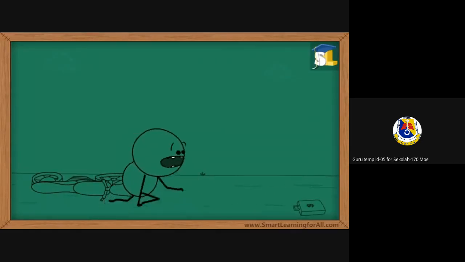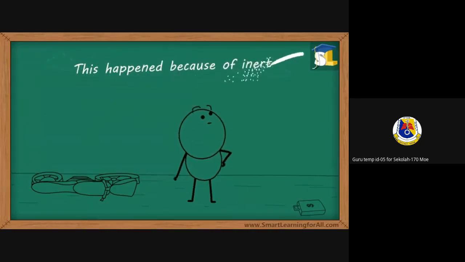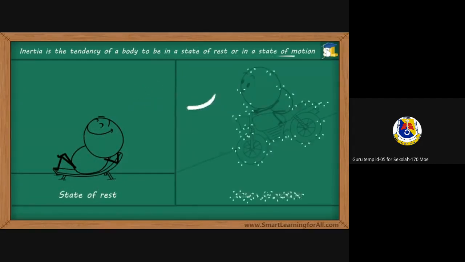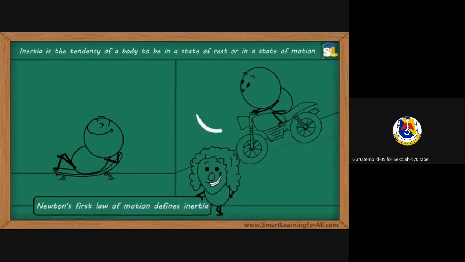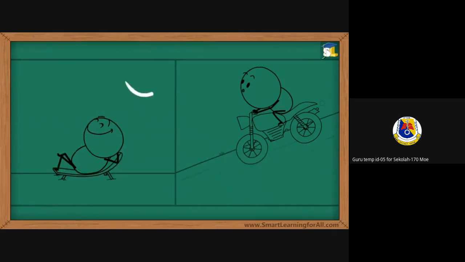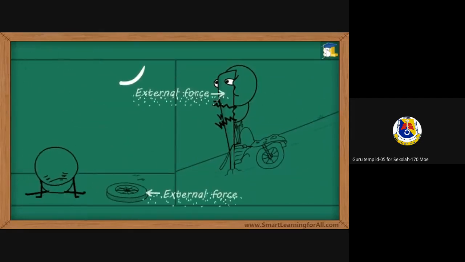Did you observe that the bag fell when brakes were applied? Do you know why this happened? This happened because of inertia. Inertia is the tendency of a body to be in a state of rest or in a state of motion. Newton's first law of motion defines inertia. It states that a body in rest stays in rest, and a body in motion stays in motion, unless it is acted upon by an external force.